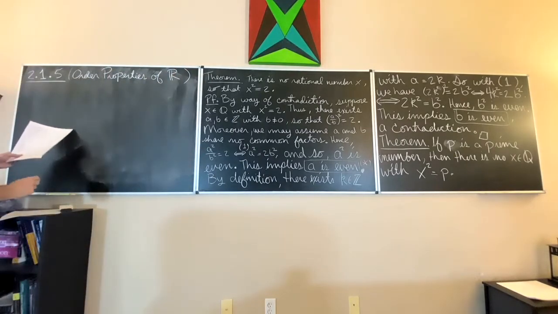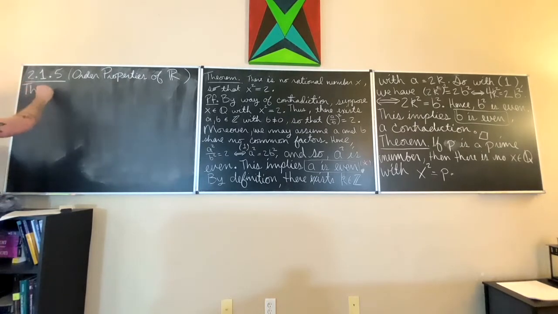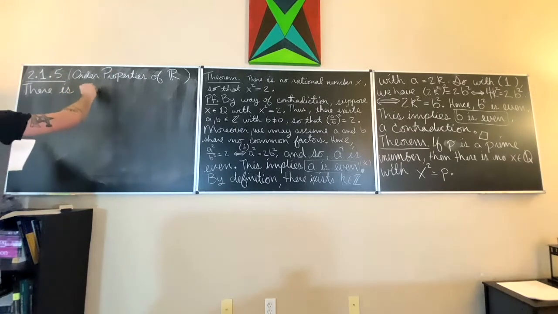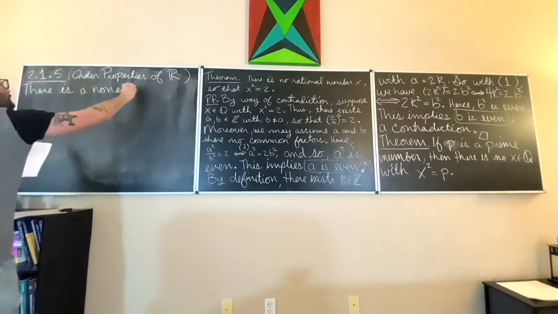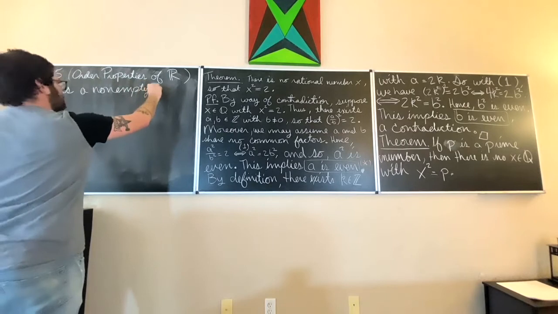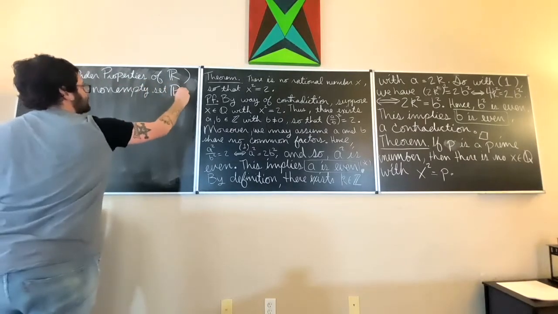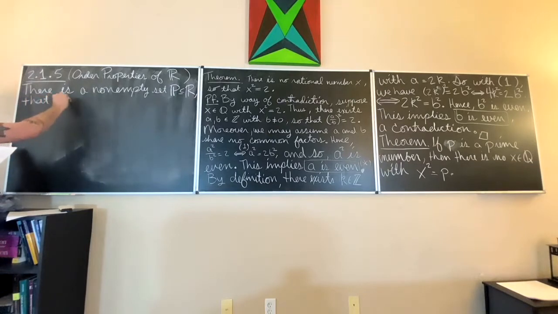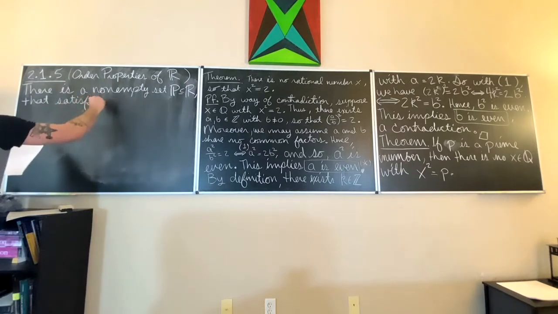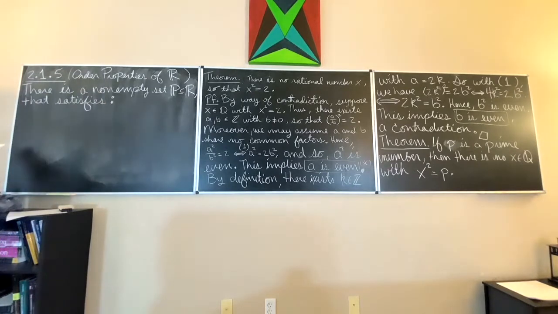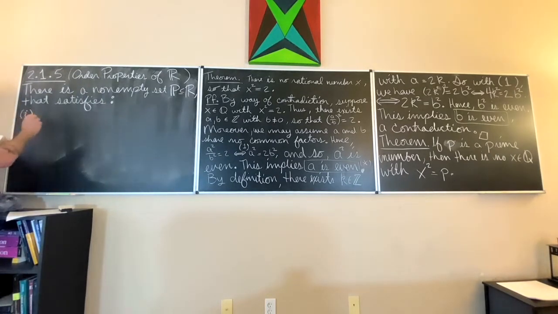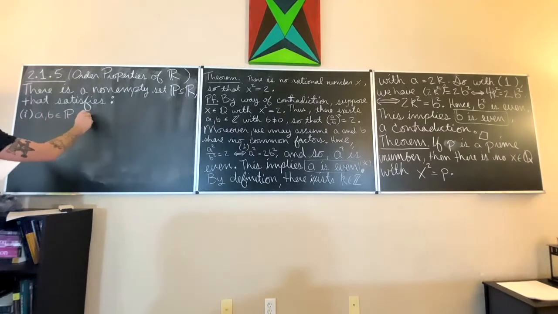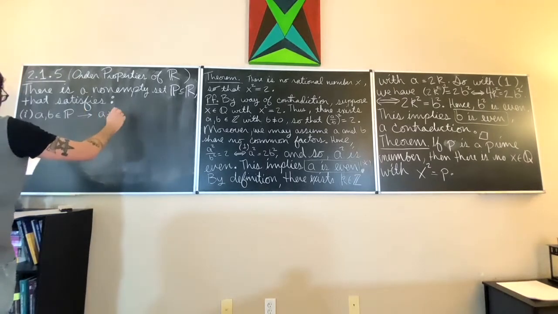Okay, so let me write this down. There is a non-empty set P, which is a subset of R, that satisfies the following 3 properties. So part 1: A and B in P implies A plus B is in P.